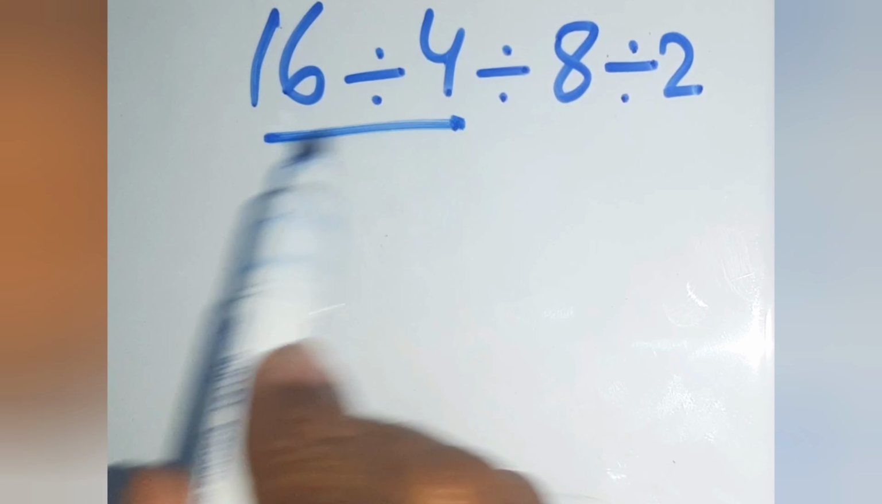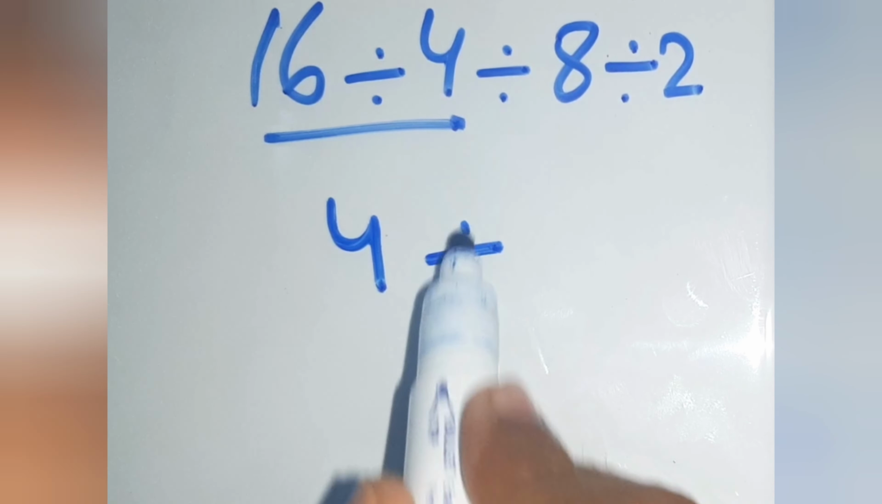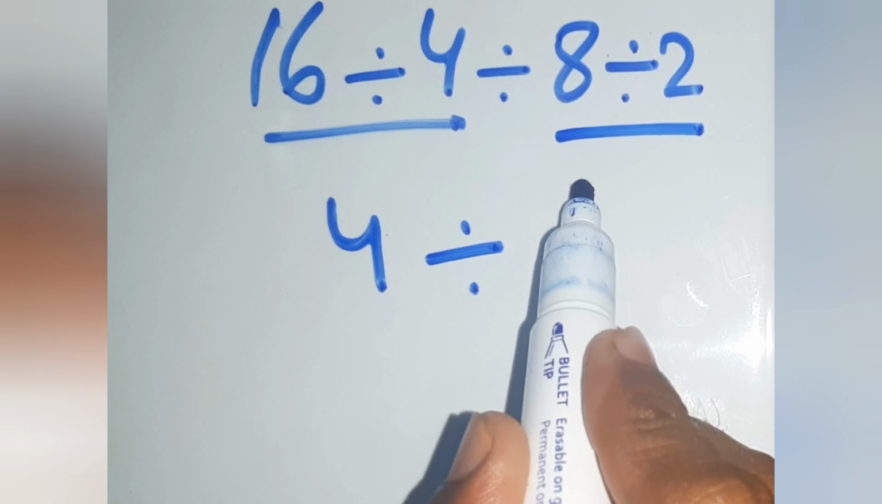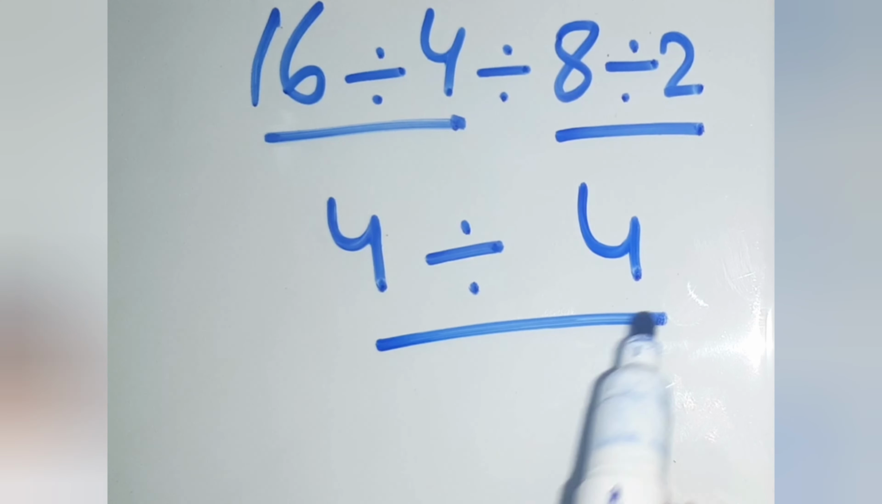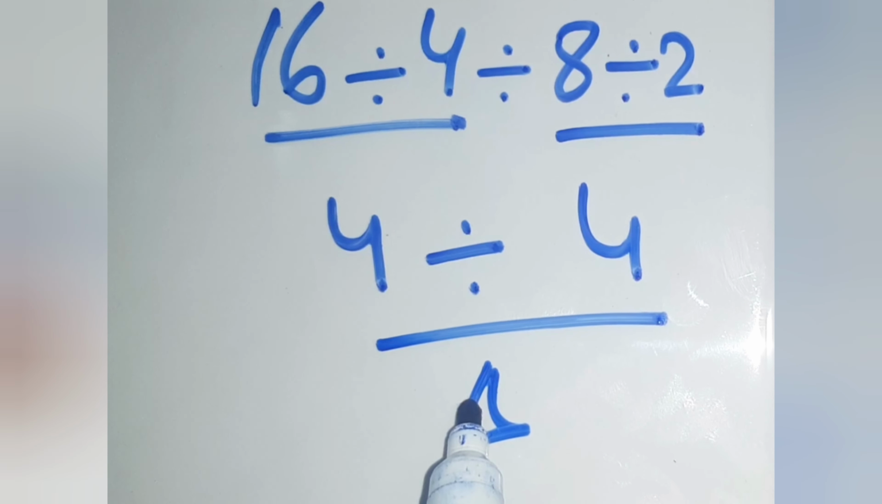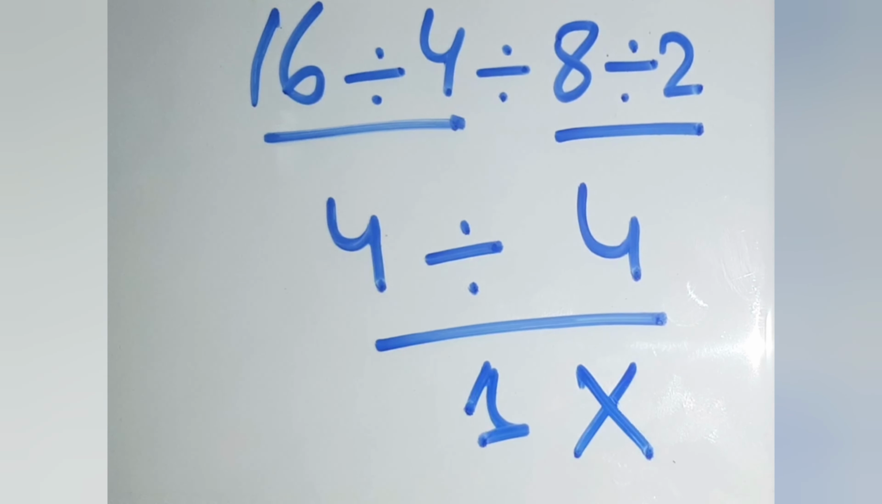16 divided by 4 gives us 4. Then 8 divided by 2 gives us 4. Finally, 4 divided by 4 gives us 1. But this answer is not correct.